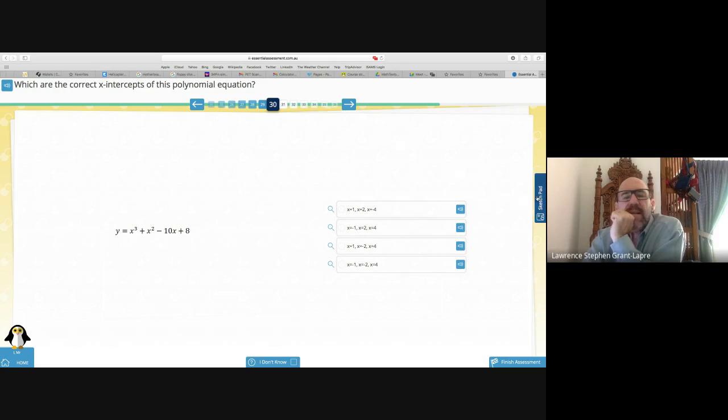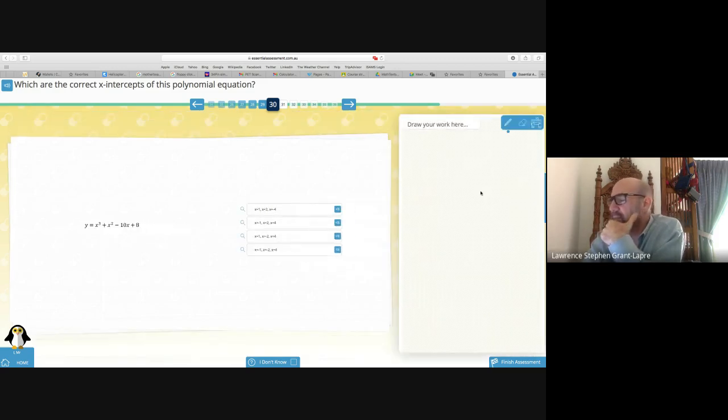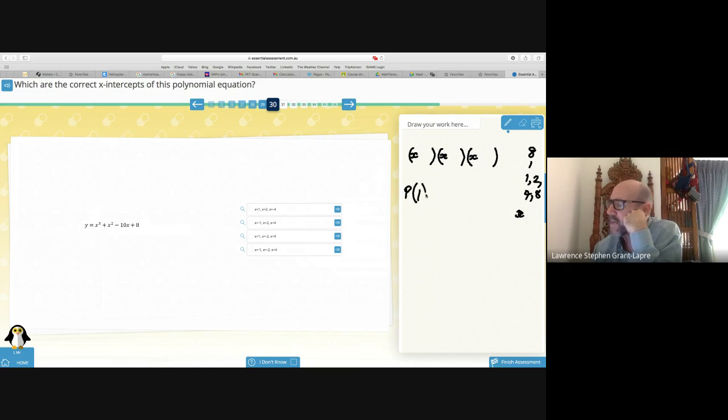For this one, it is a little bit more difficult. You've got to find 3 numbers that multiply to equal 8. So the numbers on the end means you can have a 1, a 2, a 4, or an 8 in those positions. So let's see if 1 makes it 0.